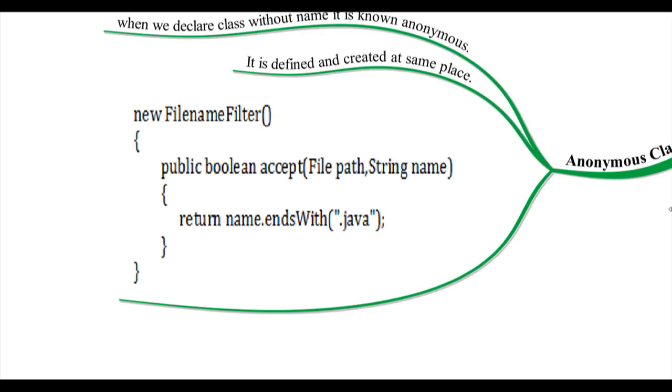This is the example of retrieving the file names with the .java extension using the FilenameFilter interface. Definitely we cannot create an instance of an interface or abstract class, but we can using an anonymous class.